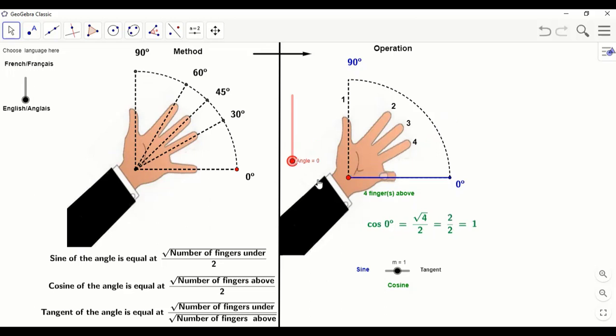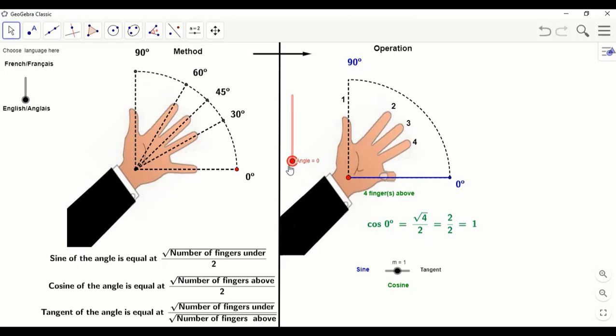Then when you go to 0 degrees for cos, you will see that there are 4 fingers above. You can see them, 4 fingers above. Then divided by 2, which is square root 4 over 2, which is 2 over 2, that is 1. So that is for cosine.